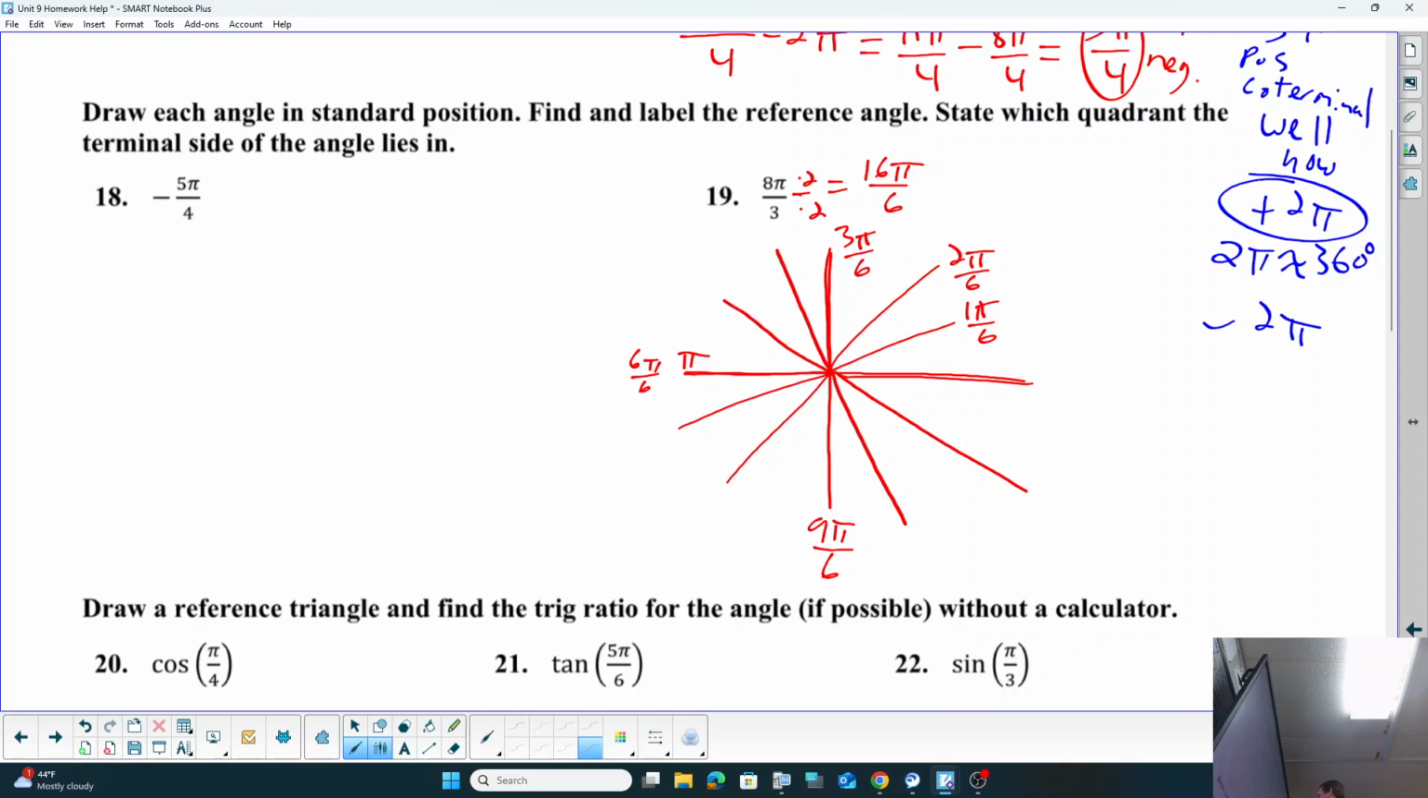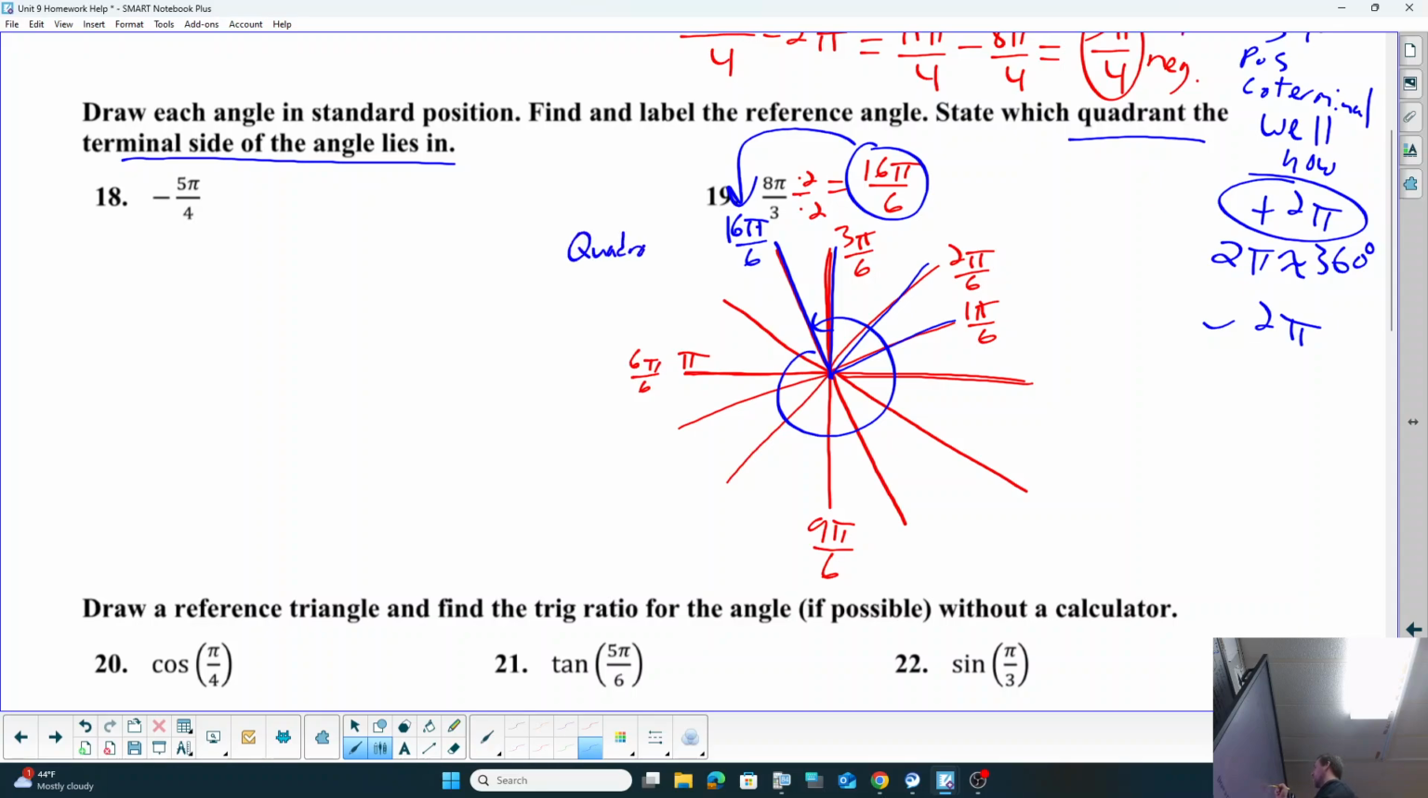You're going to overlap now. 13 pi over 6, 14 pi over 6, 15 pi over 6. There it is. 16 pi over 6. So we went all the way around to there. And that's going to be 16 pi over 6. So state which quadrant the terminal side of the angle is. And so this quadrant is quadrant 2. So that's our second answer, quadrant 2.